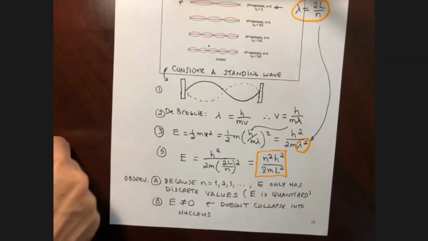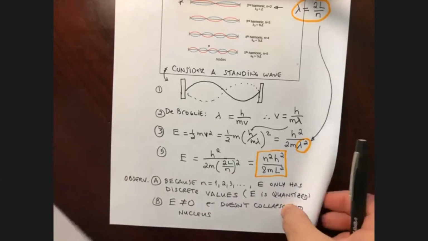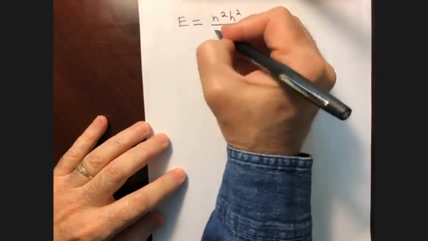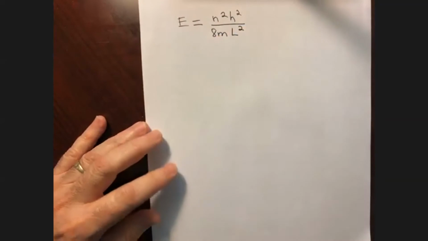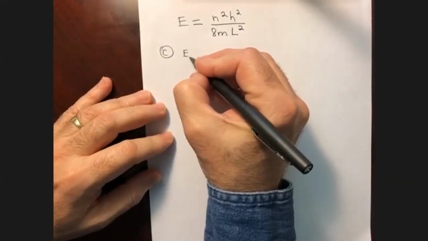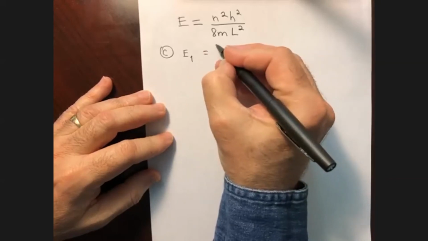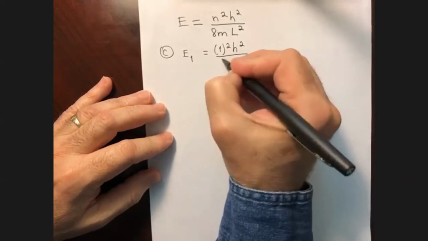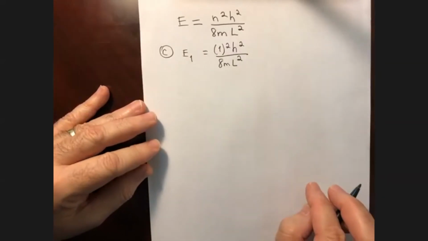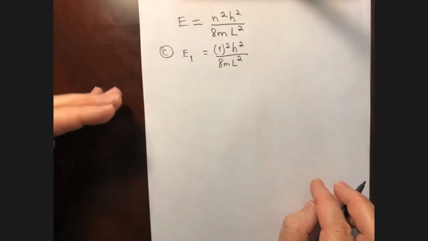This is pretty cool. As a matter of fact, I'm going to get another piece of paper here, and I'm going to expand on this again. So I'm going to come over here. I'm going to write this equation again that we just did. Okay, so we said E equals n squared times h squared over 8mL squared. Okay, so point number C. Let's see what these values are. Let's take, for example, n equals 1. So that would be technically 1 squared h squared over 8mL squared. Remember, that's the lowest value you can have. You can't have anything that goes to zero.